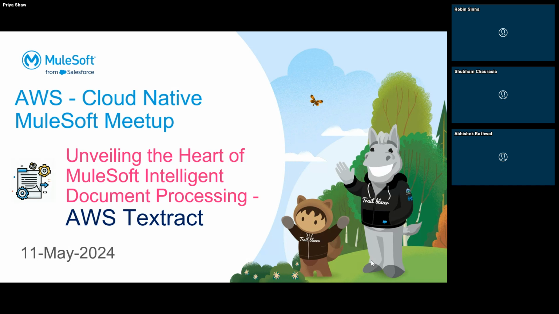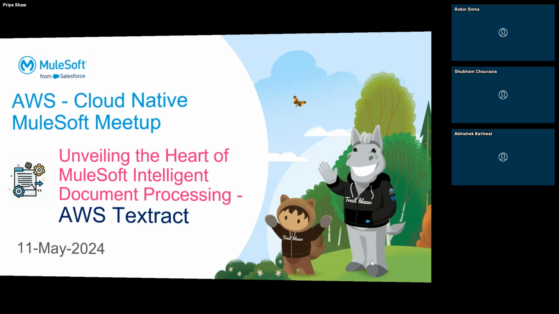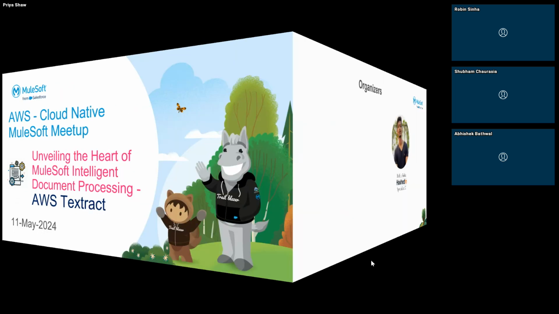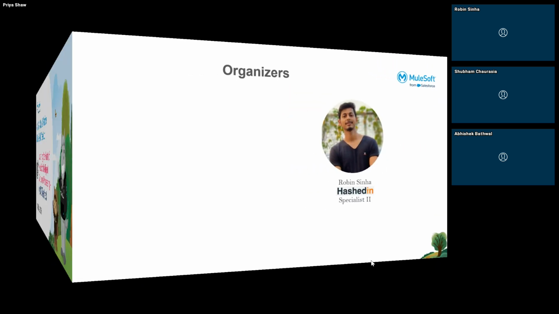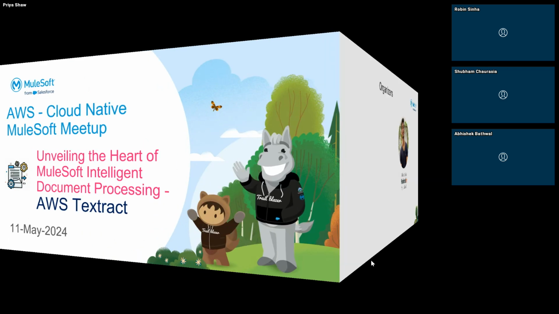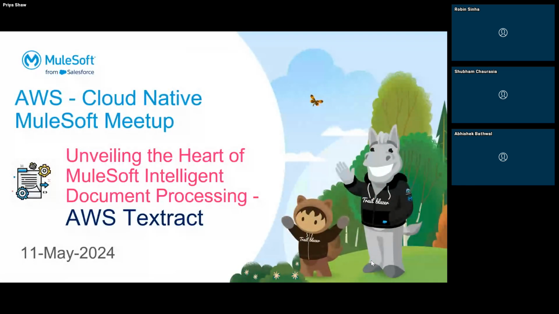So, today we are talking about AWS Textract. It is an AWS service which basically extracts the text from documents. Our topic is unveiling the heart of MuleSoft Intelligent Document Processing. Just to give some context, MuleSoft has recently released this product, MuleSoft IDP. It works behind the scenes on the AWS Textract service, so we will be talking about that service only.